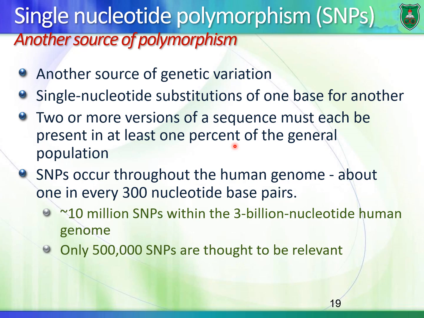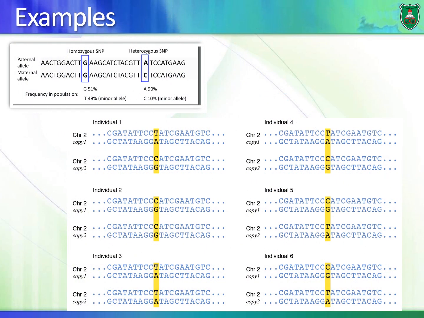So this is an important point that you need to know. These SNPs are really spread throughout the human genome, and there is one SNP for every 300 base pairs. So we have a total of about 10 million SNPs in our genome. Okay, 10 million SNPs, that's a lot. But only 500,000 are important or relevant. So what do we mean by important or relevant?